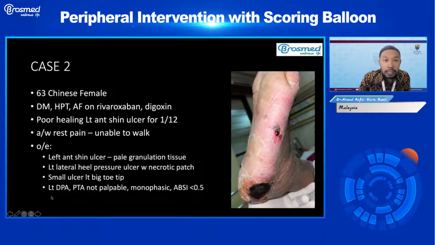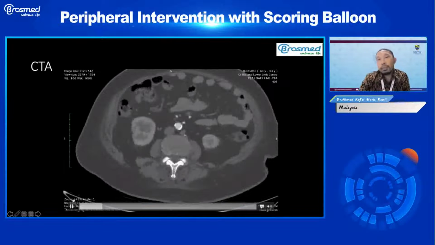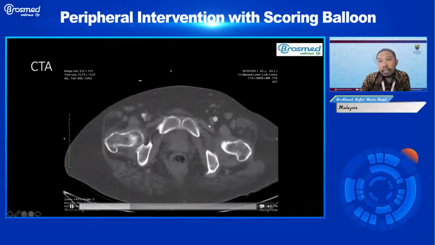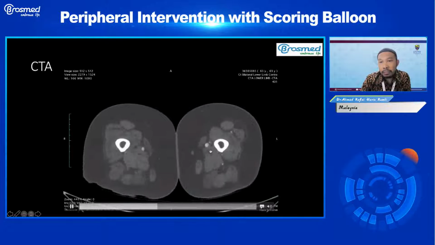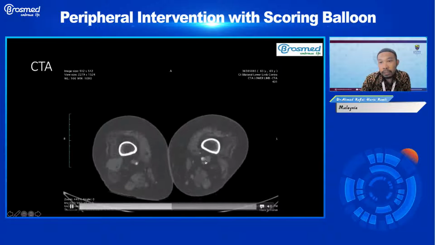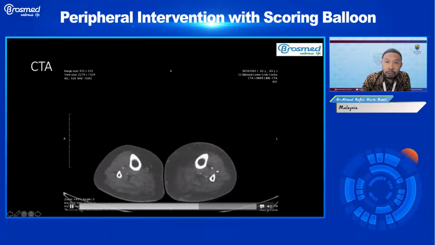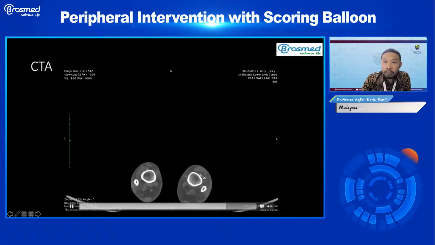Clinically, the PT and DP are of course not palpable, with a monophasic signal. ABSI is fairly bad, less than 0.5. So this is the CT scan. As you can see, the aortoiliac segment looks fairly okay, and the lesion starts at the origin of the SFA and is quite calcified there with plaque. There are multiple stenoses in the distal SFA and popliteal, all the way down. There's also tibial disease. But having said that, the anterior tibial is fairly okay down to the foot.